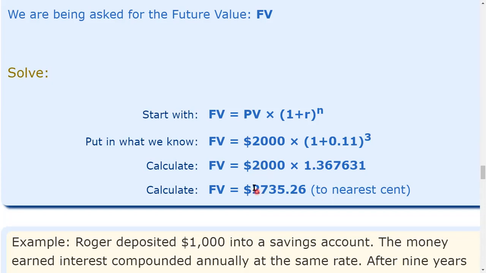So this will be the future value after 3 years. After putting this in the bank, after 3 years, you will get 2,735.26. So what I mean to say, 735 will be increased to this amount. But the magic is in this magical formula. If you know this formula, you can calculate. Am I right?